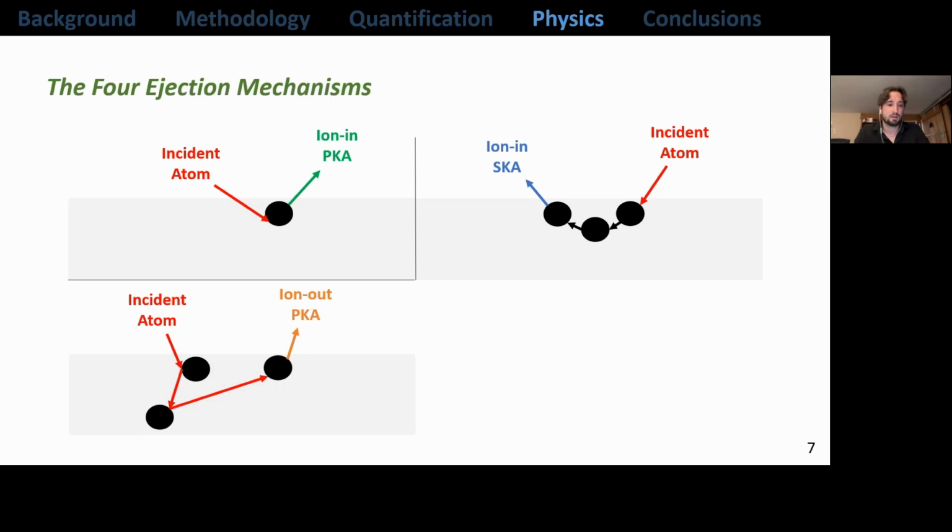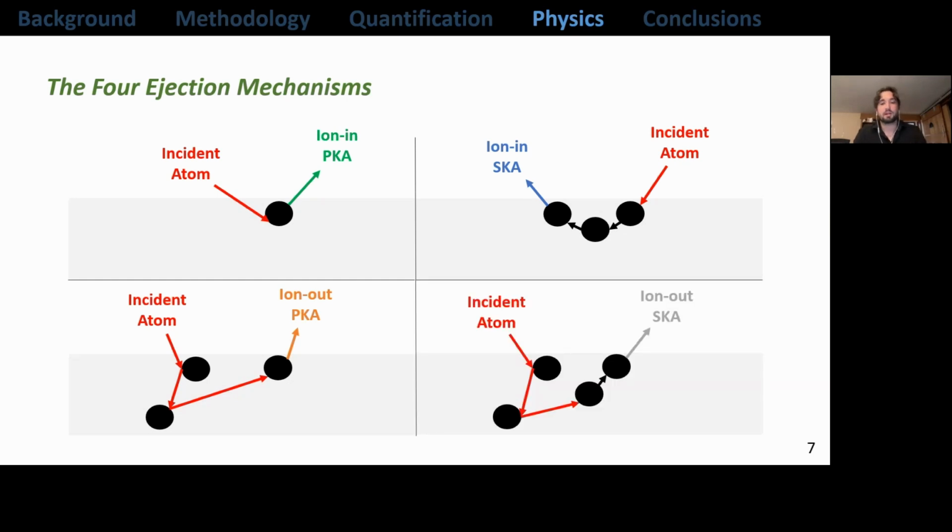The third involves an incident atom entering a target substrate, being reflected, and eventually impacting a surface atom on its way out of the material, and that atom is termed an ion-out primary knock-on atom. And then finally, we have an incident atom which enters a target substrate, is reflected, impacts a surface atom, and then that surface atom goes on to impact one or more other surface atoms prior to the ejection of what's termed an ion-out secondary knock-on atom.